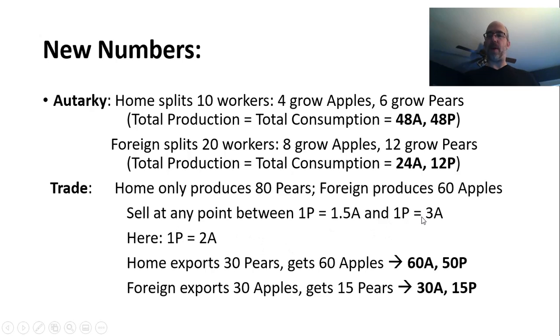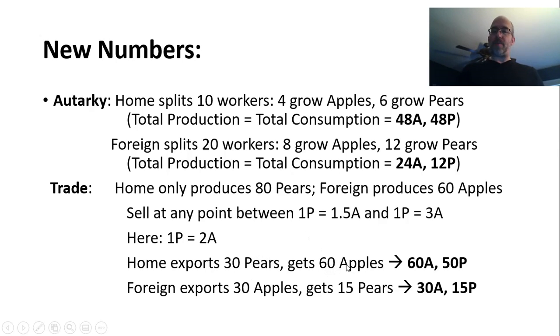They can sell at any point between 1.5 and 3. I picked 2 just because it's round. It's not exactly halfway, but no one says it has to be that way anyway. Now home is going to export 30 pears to get 60 apples. And I just made that up, again, to show you those points, and that was the white dot above it. Foreign is going to export 30 apples and get 15 pears. Now, this does not equal each other, and that's part of the size differential. I don't care that they don't line up, and that does not work mathematically, but I just left it.